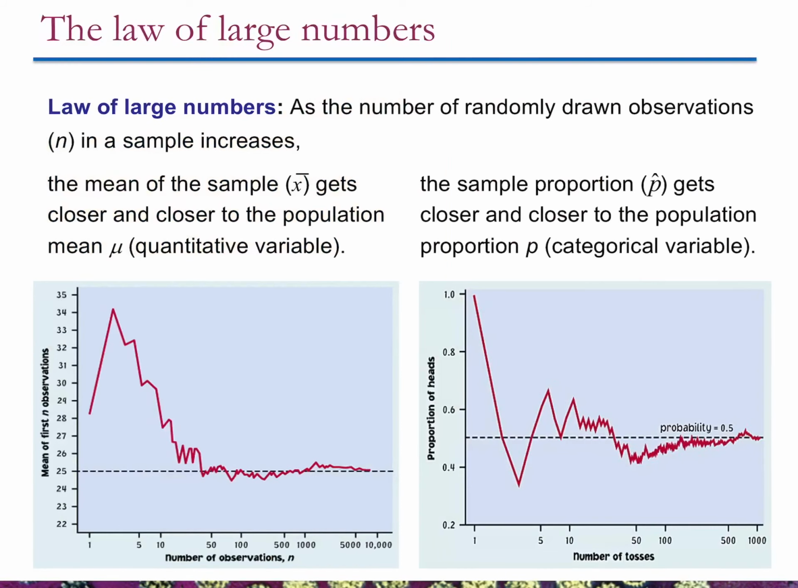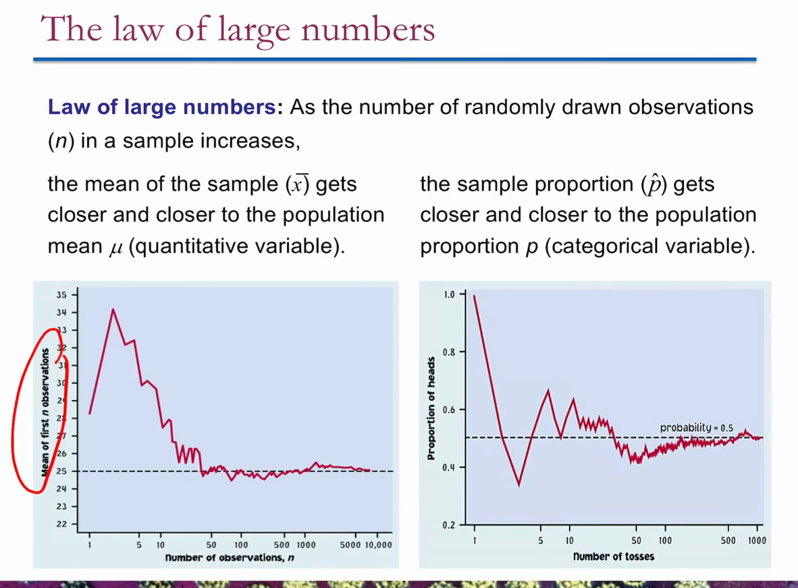Okay. Last thing to talk about in this chapter is what's called the law of large numbers. So the law of large numbers says that as the number of randomly drawn observations increases, in other words, as our sample size increases, the mean of the sample mean gets closer and closer to the population mean. This is just a way of saying that our sampling distribution mean will get closer and closer to the population mean with larger and larger samples. Again, another reason why large sample sizes are important.